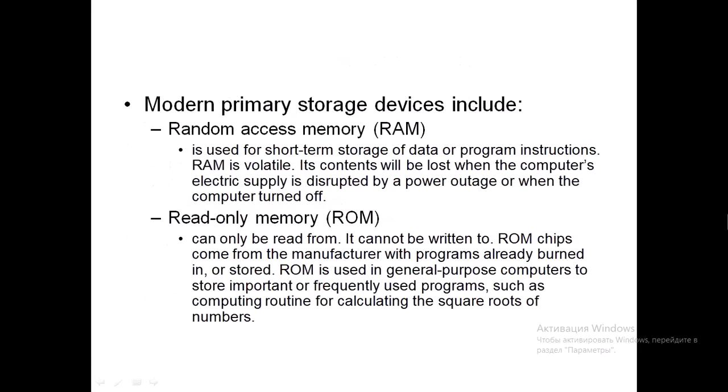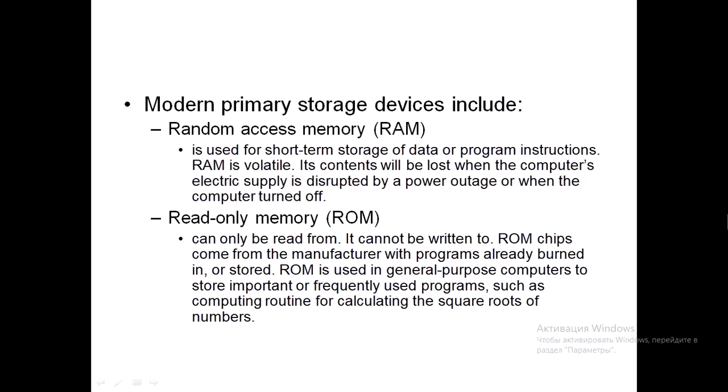Modern primary storage devices include two types of storage. The first is random access memory and the second is read-only memory. Random access memory is used for short-term storage of data or program instructions. Random access memory is volatile. Its contents will be lost when the computer's electric supply is disrupted by a power outage or when the computer turns off.